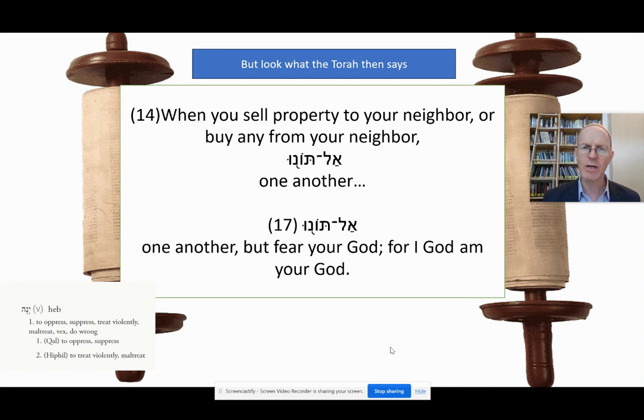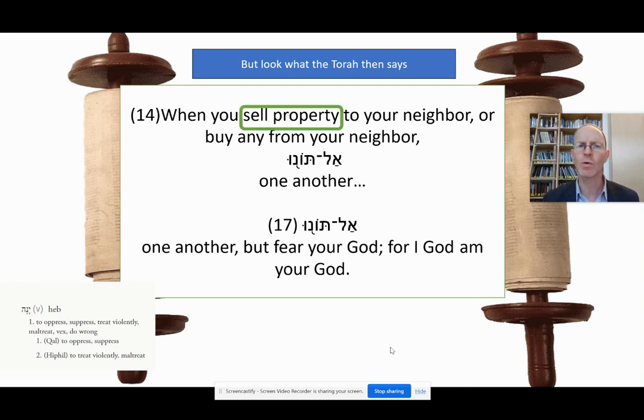The trick to understanding this is the words selling property. Selling property appears above, but we don't have that in verse 17. So we're no longer talking about business dealings, but there can be trickery in other ways. What might another way be? That's question number 7. And one little hint for this is these words, but fear your God.